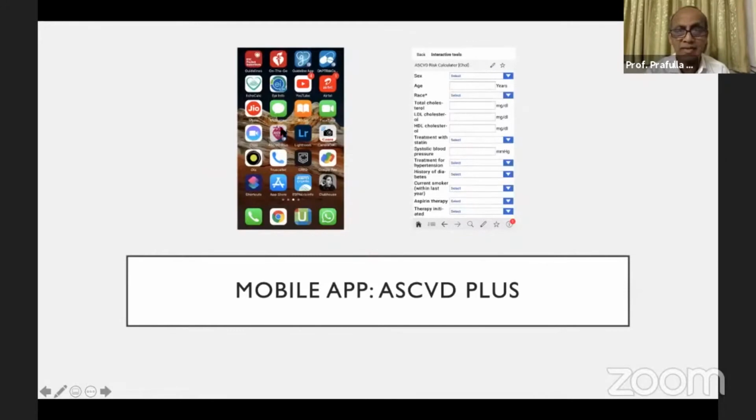This is the mobile app that I'm talking about. It was updated in 2018, and it's now called ASCVD Plus. Simply by clicking on this, you get this kind of entry chart to put in everything, right from the gender. All your patients are obviously going to be females. The age, race, and ethnicity are also taken into account. Unfortunately, the ethnicity doesn't necessarily talk about Indians as such. And then the total cholesterol, LDL cholesterol, HDL cholesterol, whether the patient is on treatment with statins, which Dr. Unni was alluding to, systolic blood pressure, hypertension, and so on and so forth.